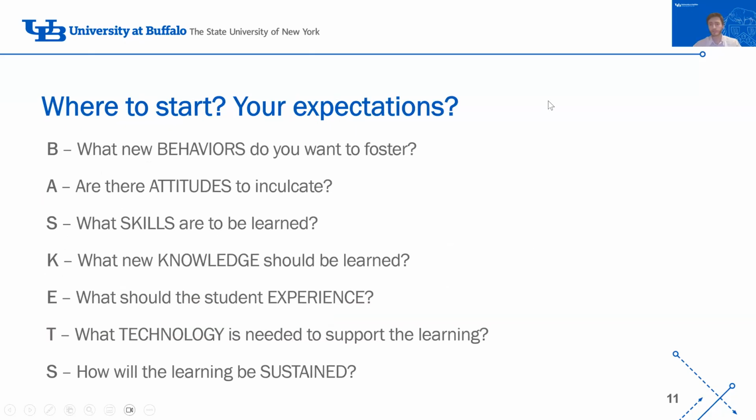So where to start? Obviously, before you can give feedback, what are your expectations for your learner? This is one of the mnemonics you can use. It's called BASKETS. But overall, just what do you expect of your learner, and try to make those expectations well known to them. If they don't know their expectations, if you don't know their expectations, how can you give any feedback, right? So what behaviors do you want to foster?